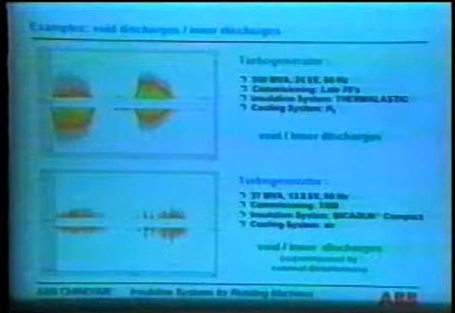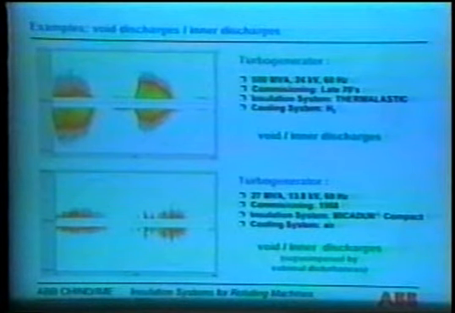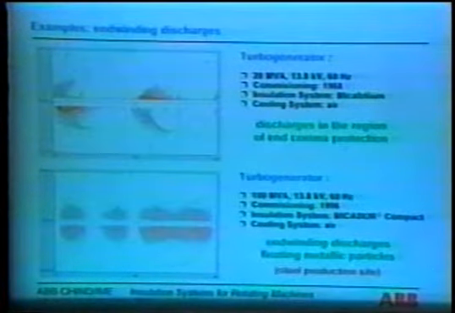The next example shows you typical discharge patterns from internal discharges within the main insulation, discharges from voids. You see two examples for turbo generators with void discharges, and these discharges are usually very uncritical for the machine because the insulation system itself is inherently resistant against these inner discharges.